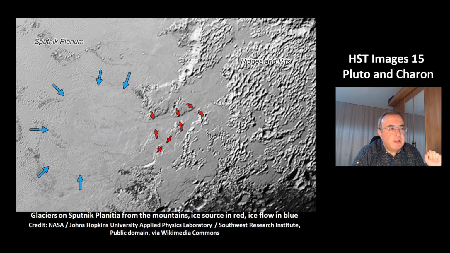This is a picture of glaciers on Sputnik Planitia. They're same as on Earth, but just nitrogen ice instead of water ice. The red arrows indicate the source of the glaciers, which come from the mountains. And the blue arrows indicate the flow of the material in the Sputnik Planum.